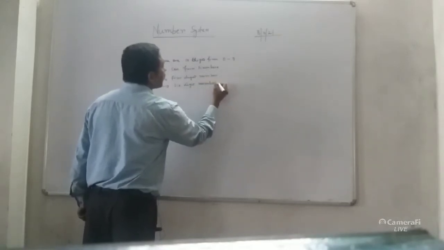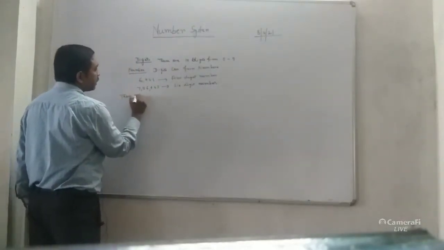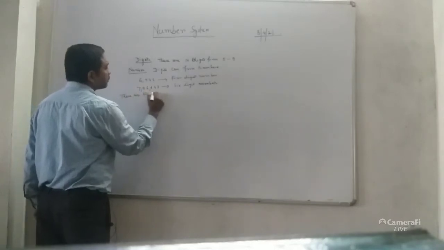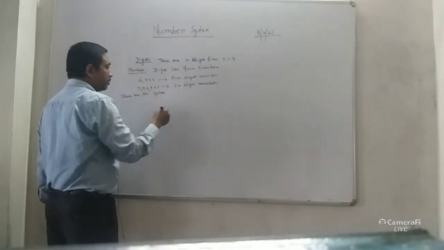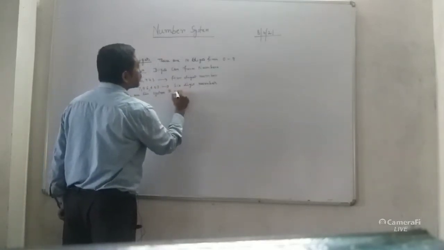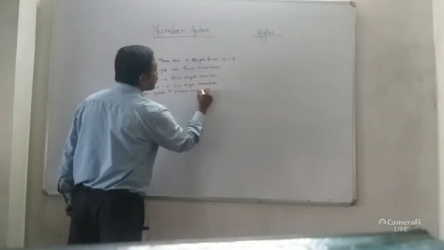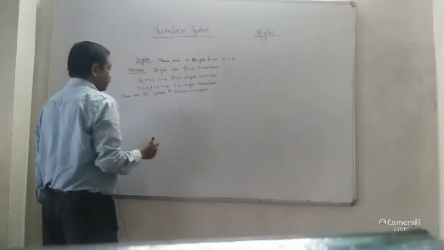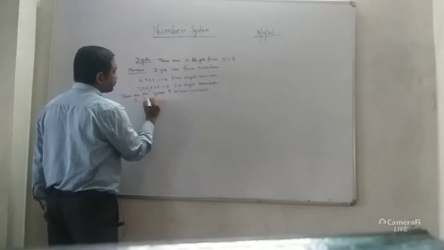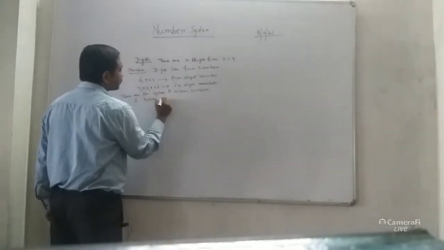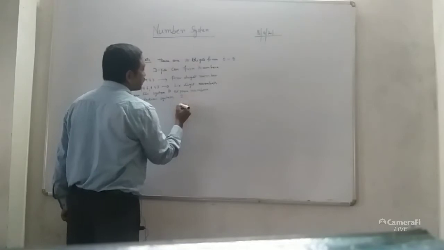So student, you must have the idea about it. There are two systems to express numbers. So what are the two systems? Number one, Indian system. Second one, international system.